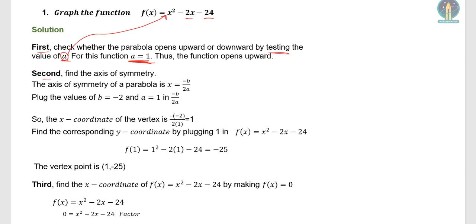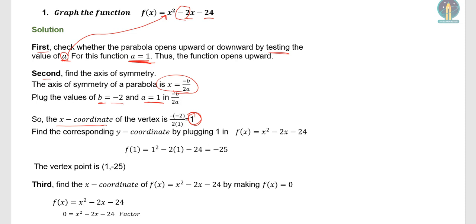Second, find the axis of symmetry. The axis of symmetry of a parabola is x equals minus b over 2a, like we've discussed earlier. So plug in the values. B in this case is minus 2, and a is equal to 1. So plug those in, minus b over 2a, and for the x-coordinate of the vertex, you get 1.